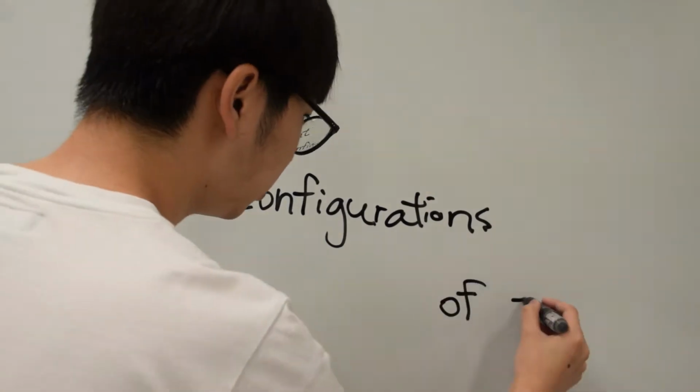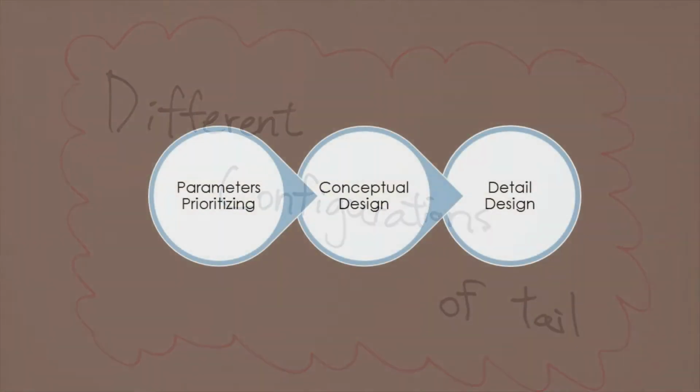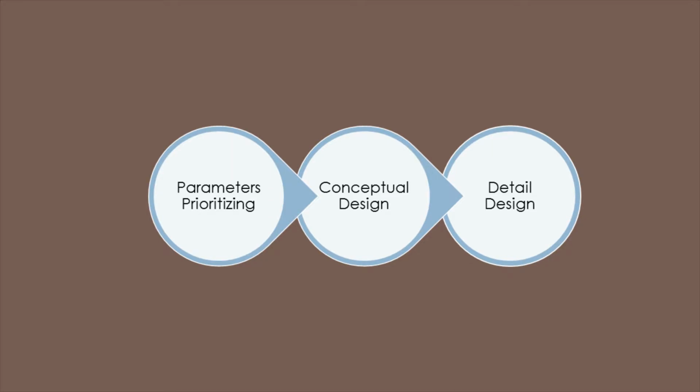In this part of the video, we are going to discuss different configurations of tails. The design process of a tailplane can be generally split into 3 stages. First is to prioritize the different functional parameters of the plane, such as speed, weight, carriage ability, stability, aerodynamic efficiency, and etc. The importance of different parameters might vary based on different missions.